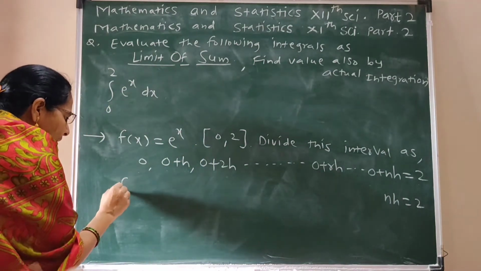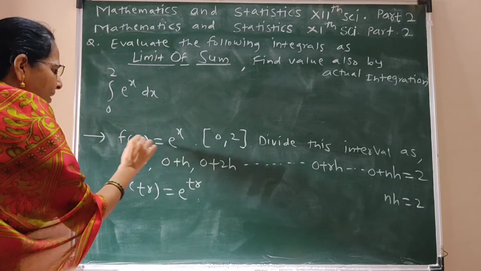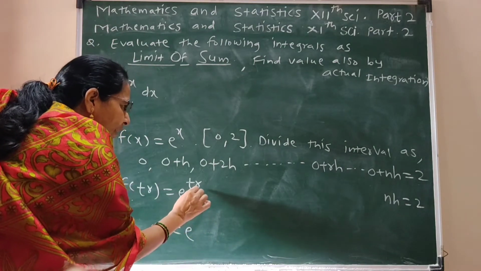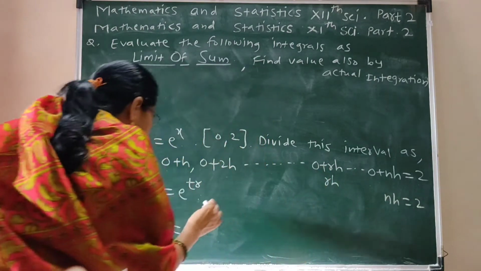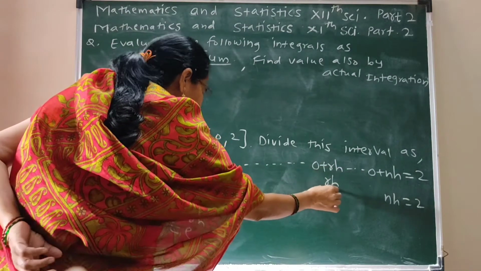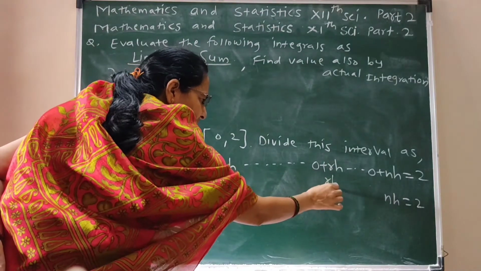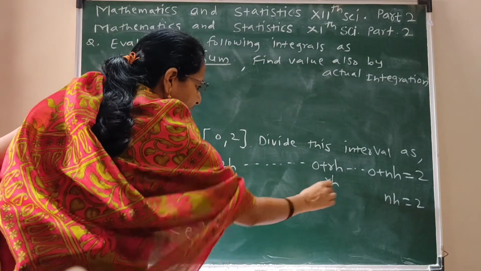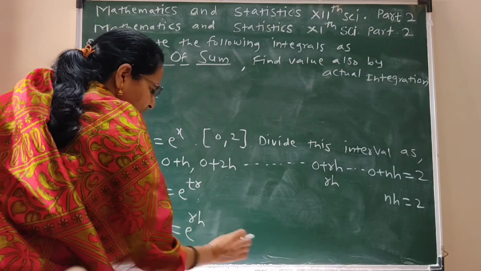f(x) is e raised to x. Now f(tr) is equal to e raised to tr. The rth term tr is 0 plus rh, that means rh. So f(tr) is e raised to rh.